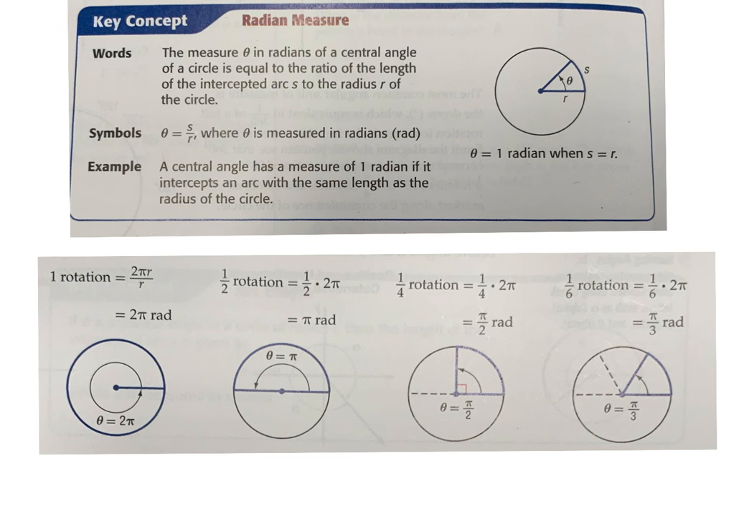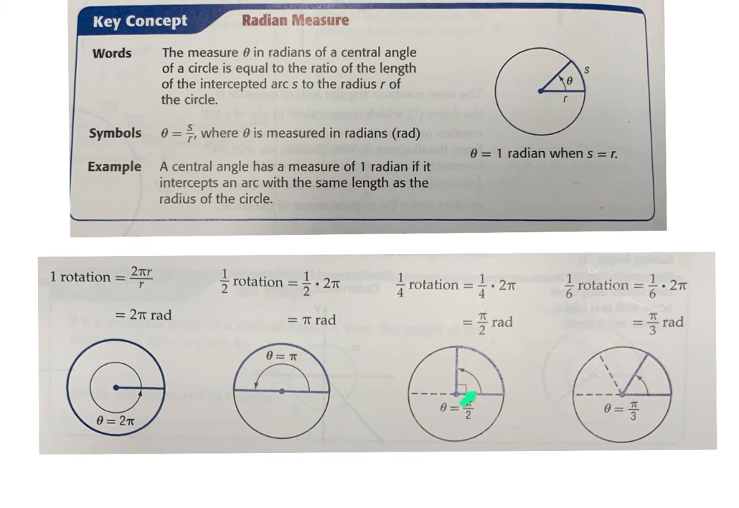So 360 is 2 pi radians, all right? So that is where my conversion starts. And you'll see that they say, well, then half a circle, 180 degrees, would be half of 2 pi. Well, that's just 1 pi, all right? So half of a circle then would just be 1 of the pi's, right? Because the whole circle is 2 pi.